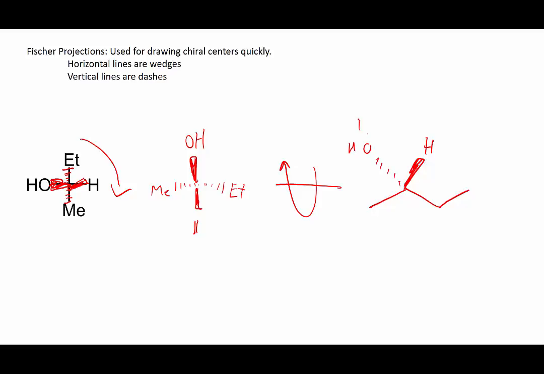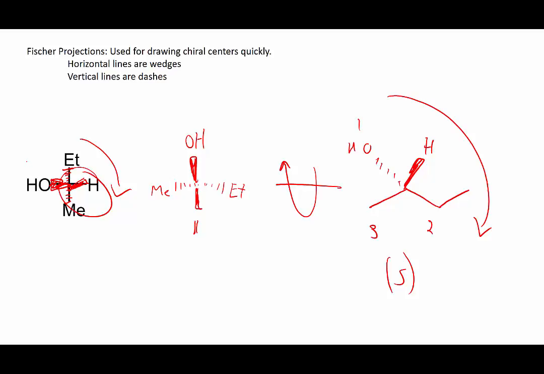Assign the priorities, 1, 2, 3. This is clockwise, but the hydrogen is pointed in the wrong direction, so this will be S. A quick way to figure this out if we have a Fischer projection is we look at the lowest priority on the Fischer projection. It's this hydrogen. Notice it's pointed towards you. So whatever stereochemistry we find, it's going to be the opposite.